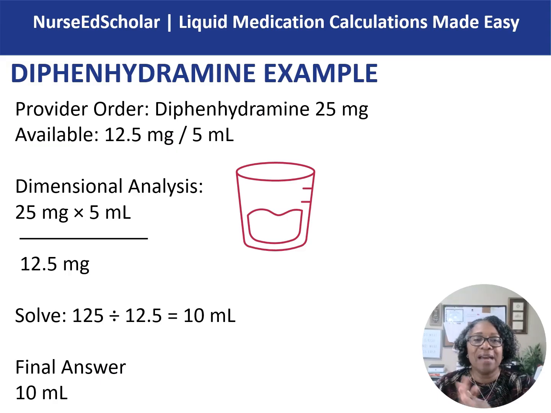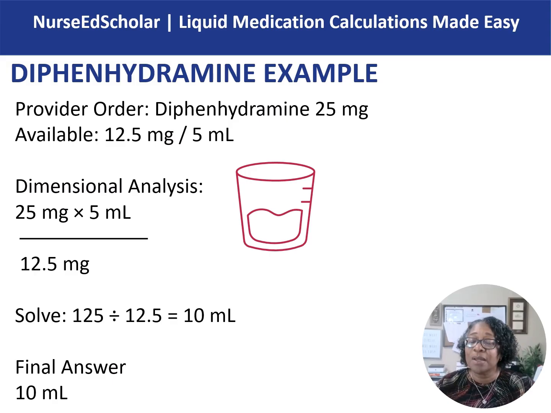Okay, moving on to diphenhydramine. The brand name for this is Benadryl. So it's an antihistamine. The doctor ordered 25 milligrams by mouth, and you have available 12.5 milligrams per 5 milliliters. And so you're going to set it up: 25 milligrams, which is the dose ordered, by 12.5 milligrams, which is what's available.